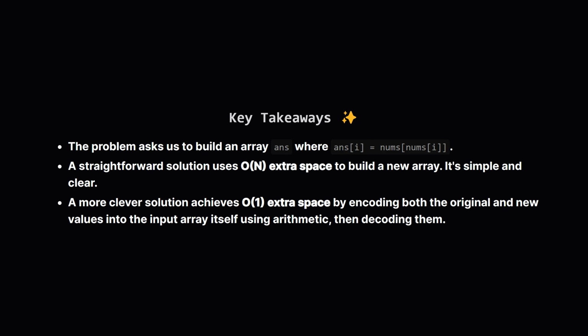So to wrap things up, we tackled the build array from permutation problem. The core task was to set each ans[i] to nums[nums[i]]. We saw a simple, direct way to do this by creating a new array. This approach is easy to understand and works great, using order n time and order n space. Then, we explored a more advanced technique to do it without using significant extra memory. This involved a cool trick of encoding two pieces of information, the original number and the new target number, into a single slot using multiplication and addition. Then, a second pass decoded these to get the final answer. This clever method still takes order n time, but achieves order 1 space complexity. Both are valid ways to solve it, each with its own trade-offs.